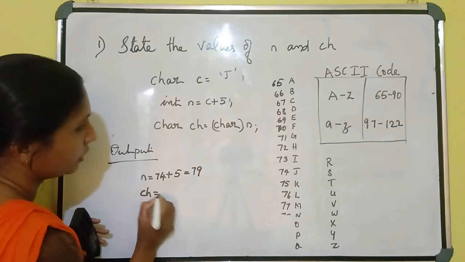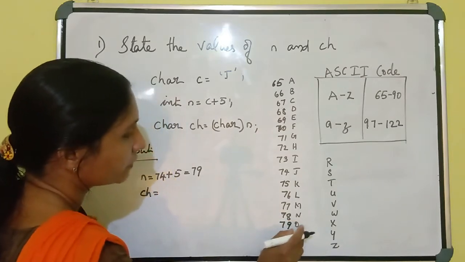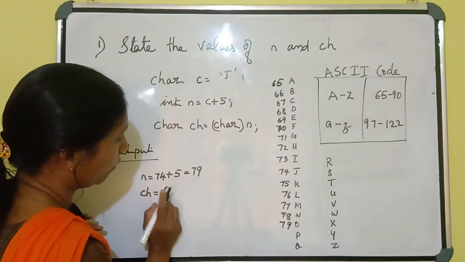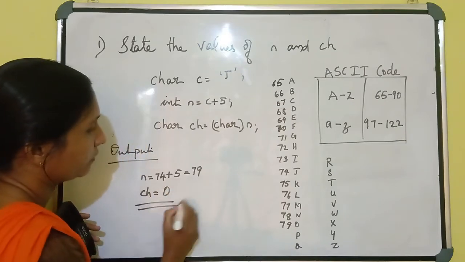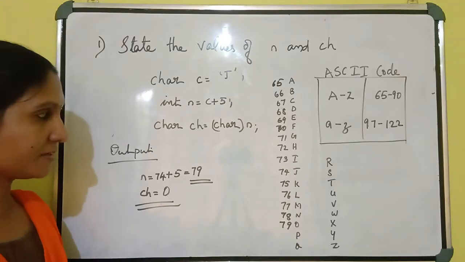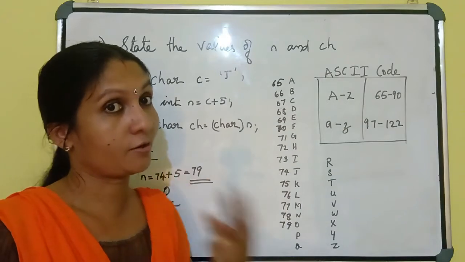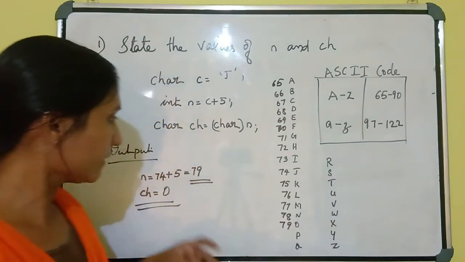And CH equivalent character of 79 is equal to capital O. Okay. Then you will get the answer. I think you all understood this one. This is very simple. But if you study about this ASCII code, then only you can find out this problem. Otherwise, how can you find out?